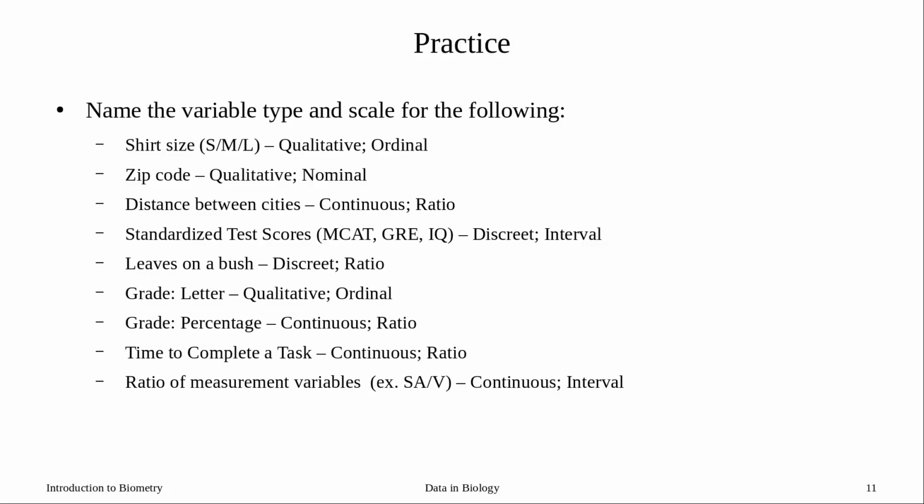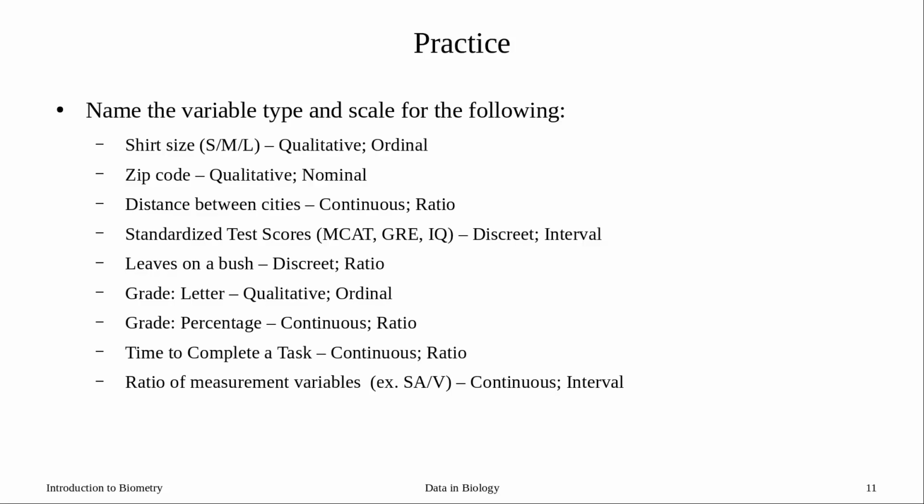Standardized test scores, these are discrete. Usually they're discrete. You can't have decimal points. These are also interval. For the scale, you generally can't get negative scores, and in some cases the scores are based on who else took the test with you. Leaves on a bush, I consider this discrete. You don't normally count half leaves or quarter of a leaf. It's also ratio, so you can't have negative leaves. We have a clearly defined 0 point. Grade depends on if we are working with a letter grade or a percentage grade. If we have a letter grade, then this is a qualitative ordinal variable. The letter grades have a natural and implied ordering.